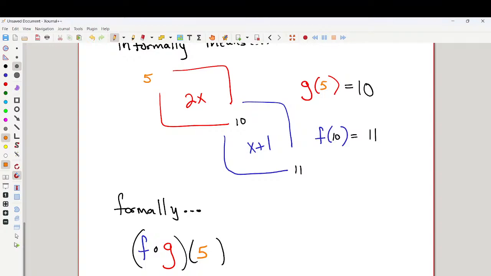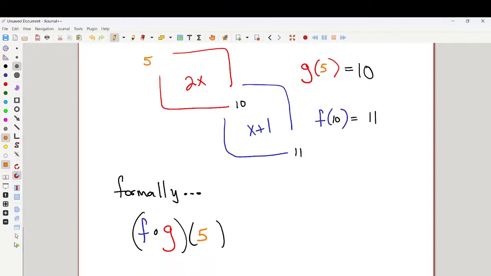Here's your input. You give it to this function first. It's going to mold it. That output becomes the input for f. And we read this as f of g of 5. So composition kind of translates to "of." So f of g of 5.